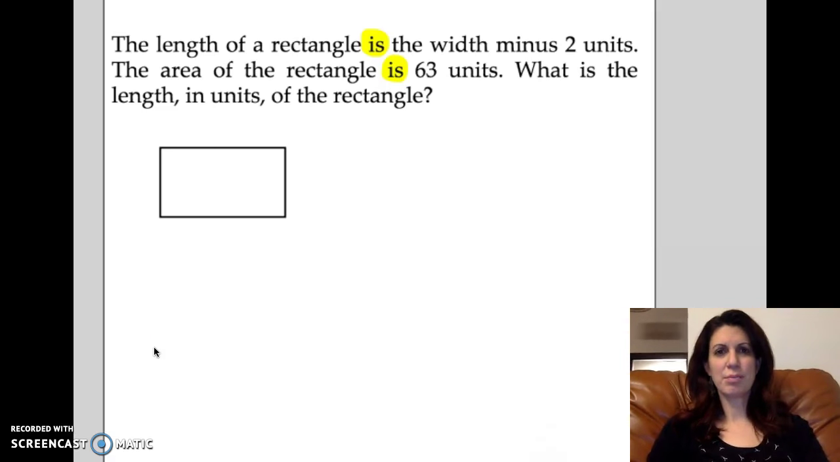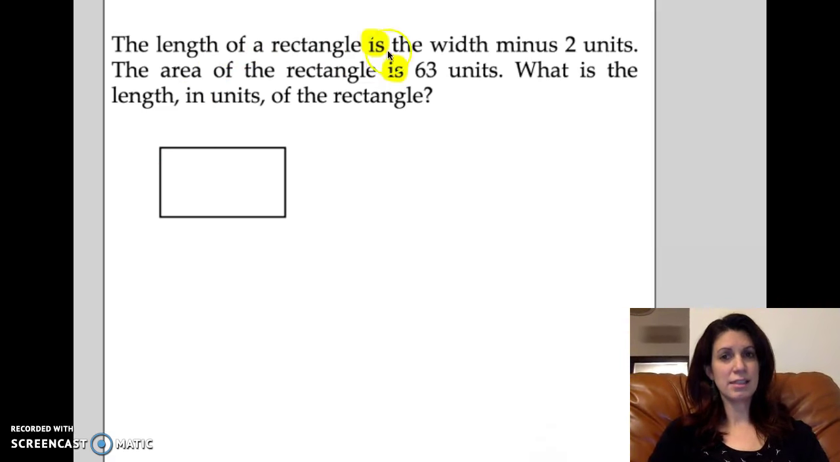Hi, so let's read this problem. The length of a rectangle is the width minus 2 units. The area of the rectangle is 63 units. What is the length in units of the rectangle?